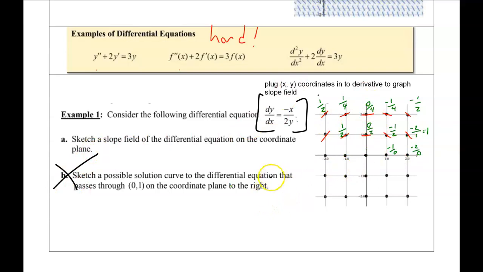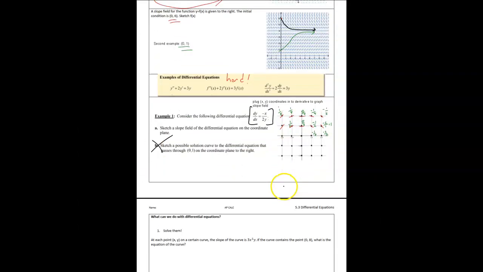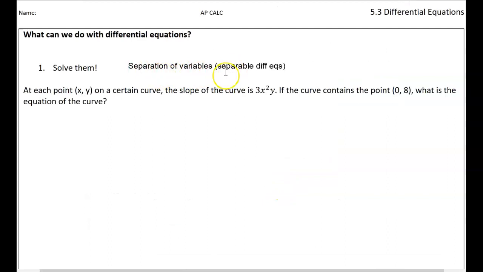All right, on the back, rather than just trying to sketch these guys, we're going to actually start to solve them. And we're going to do so using a technique called separation of variables. We're only going to study separable differential equations in this class. Where they get really hard is where you can't separate them. And you'll see what I mean by separate here in a second.